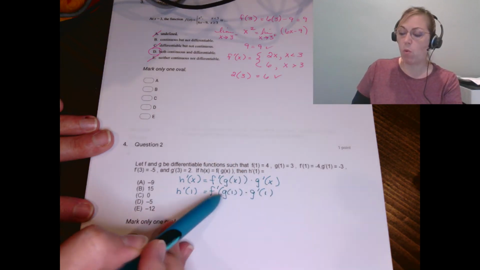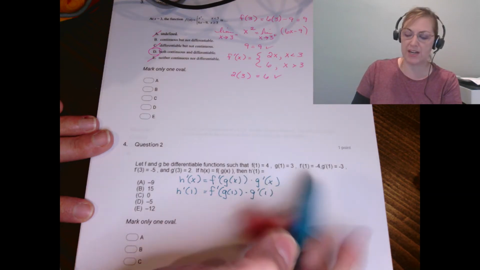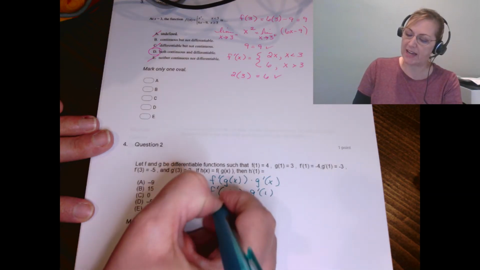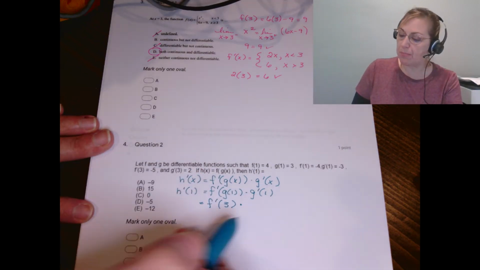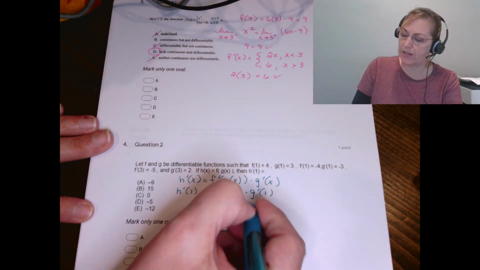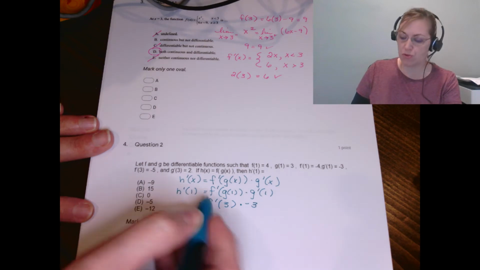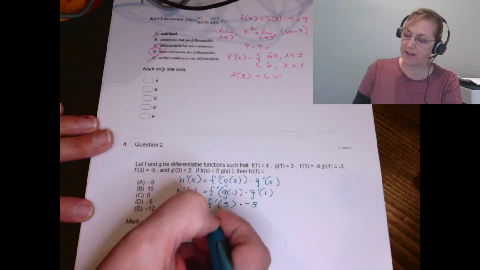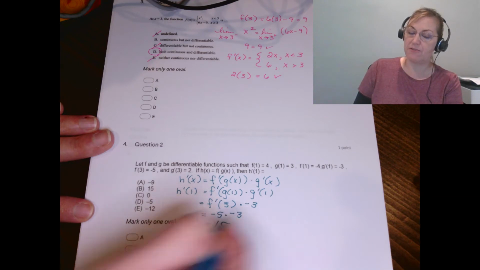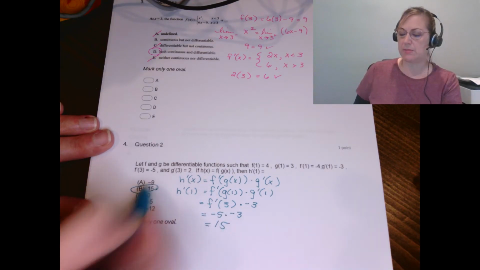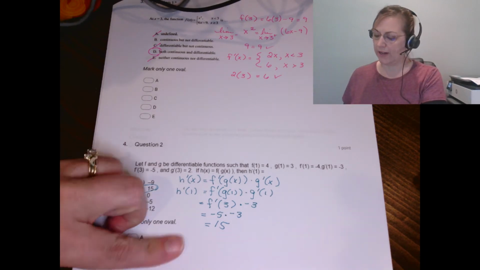For g of 1, I look back through the information they gave me. g of 1, I'm told, is 3. So I'm going to replace that with a 3. I'm also told g prime of 1 is negative 3, so I'll put that here. Then I'm looking for f prime of 3, which I was told was negative 5. So I end up with negative 5 times negative 3, which is 15. That's answer choice B here. Okay, let's keep going.